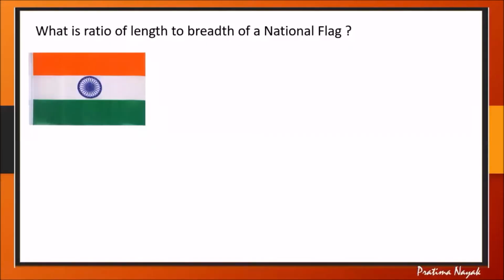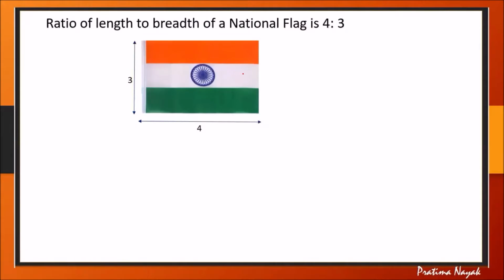So let us start with the concept of ratio. We have already learned it. Now if I ask what is the ratio of length to breadth of a national flag, and as a citizen of India we must know it. It is length to breadth equal to 4/3, or breadth to length is 3/4. So length ratio breadth is equal to 4/3. We know how to write a ratio. Now here we have a problem to solve.